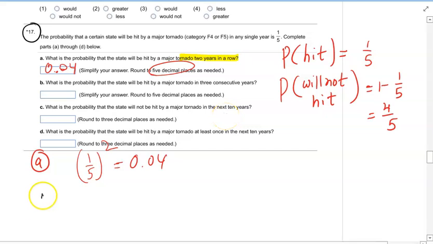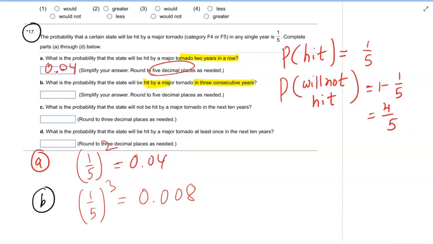For B, what is the probability that the state will be hit by a major tornado in 3 consecutive years? Similar to part A, which was 2 years in a row, here it is 3 years in a row. Similar idea, you do 1 over 5 to the power 3 and use a calculator like we did before. Your answer is going to be 0.008.